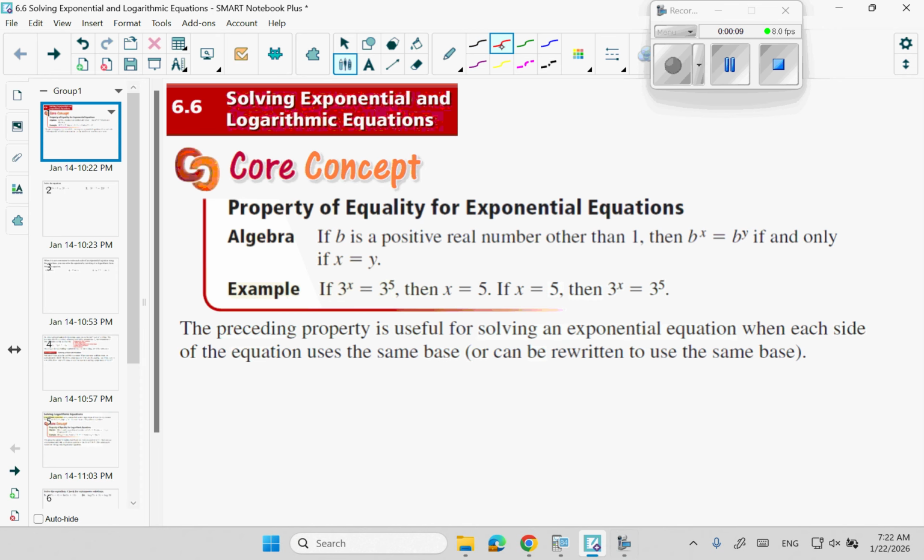Today we're going to work on solving some exponential equations. One important property we need to recognize is the property of equality for exponential equations.